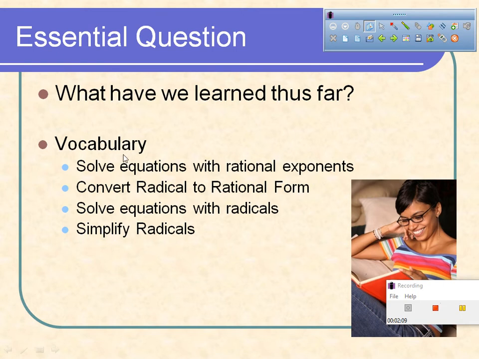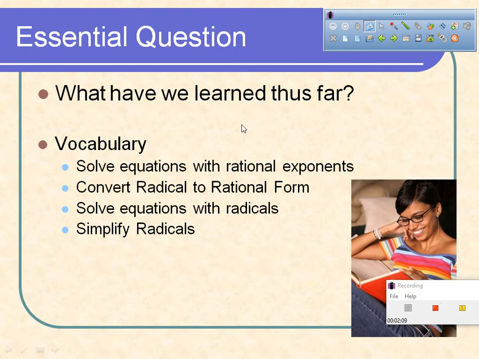So these are some of the topics that we've covered. The first one was solving equations with rational exponents. The second one was converting radicals to rational forms. The third one was solving equations with radicals. And the fourth one was simplifying radicals. So these are the 4 types of questions we're going to look at, and I've got 7 questions total. So these are my main categories, not including what your warm-up was, guys. This is in addition to your warm-up.